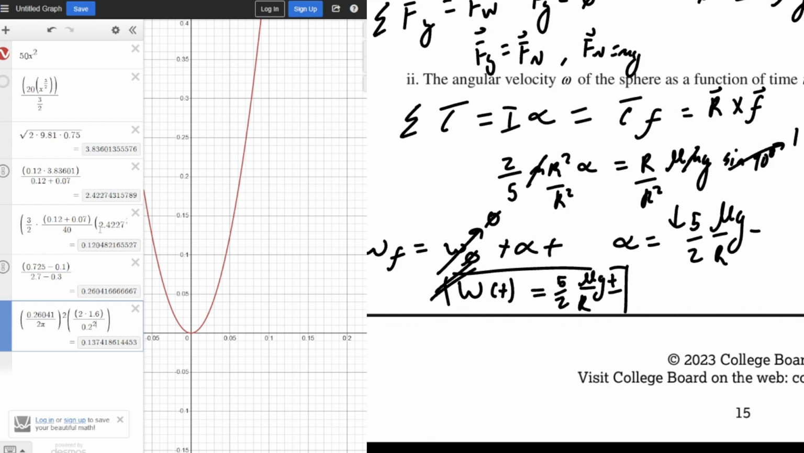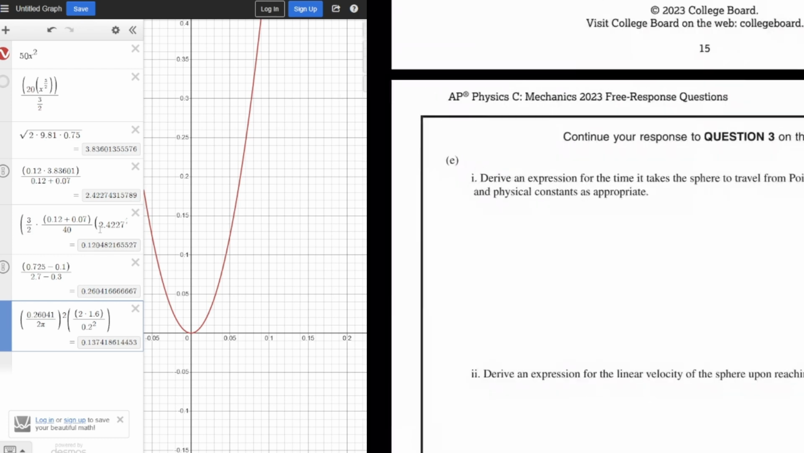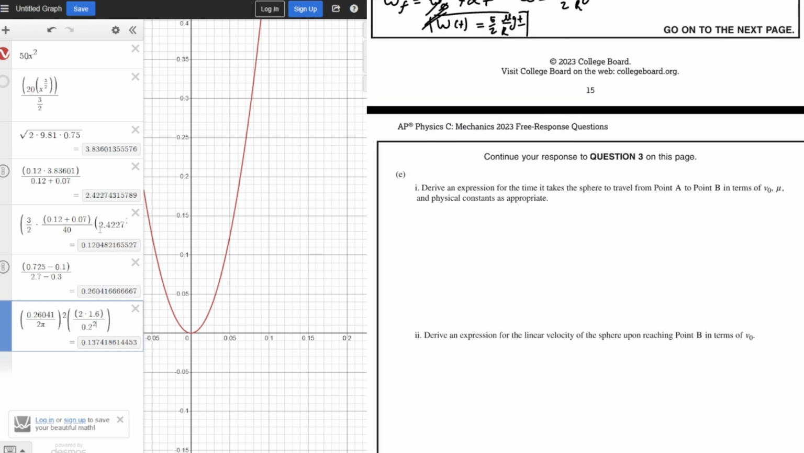Always pick your direction of acceleration to be your positive, unless you have an initial velocity that is positive. In that case, pick that to be your positive and go based off that. That's what I did up here. So now we're going to go to these last two questions and then we'll be done. Derive an expression for the time it takes for the sphere to travel from point A to point B in terms of V naught, mu, and physical constants as appropriate.